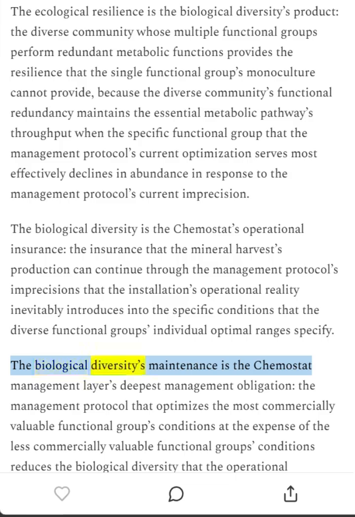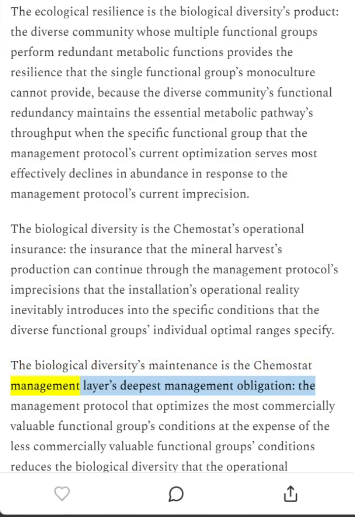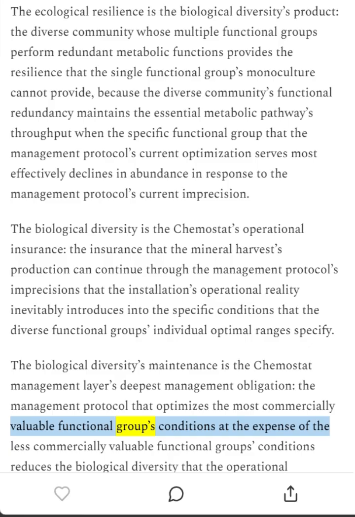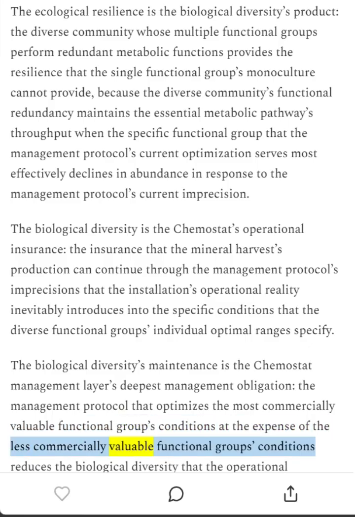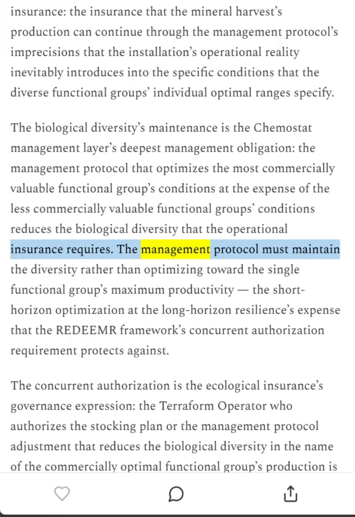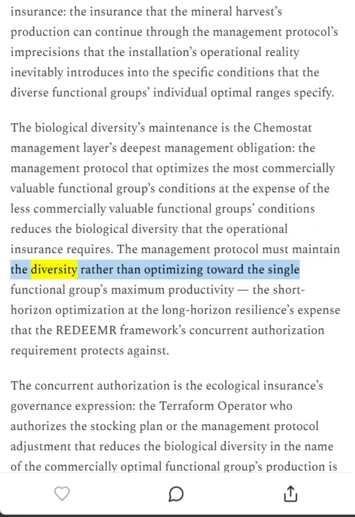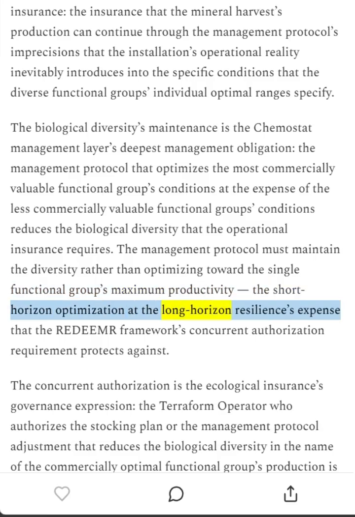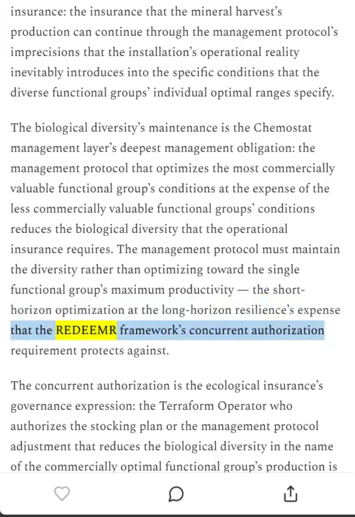The biological diversity's maintenance is the chemostat management layer's deepest management obligation. The management protocol that optimizes the most commercially valuable functional group's conditions at the expense of the less commercially valuable functional group's conditions reduces the biological diversity that the operational insurance requires. The management protocol must maintain the diversity rather than optimizing toward the single functional group's maximum productivity, the short horizon optimization at the long horizon resilience's expense that the Redeemer framework's concurrent authorization requirement protects against.